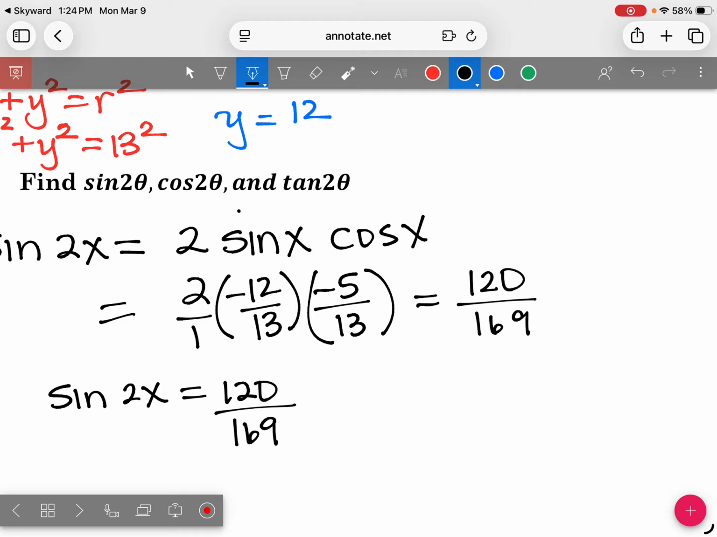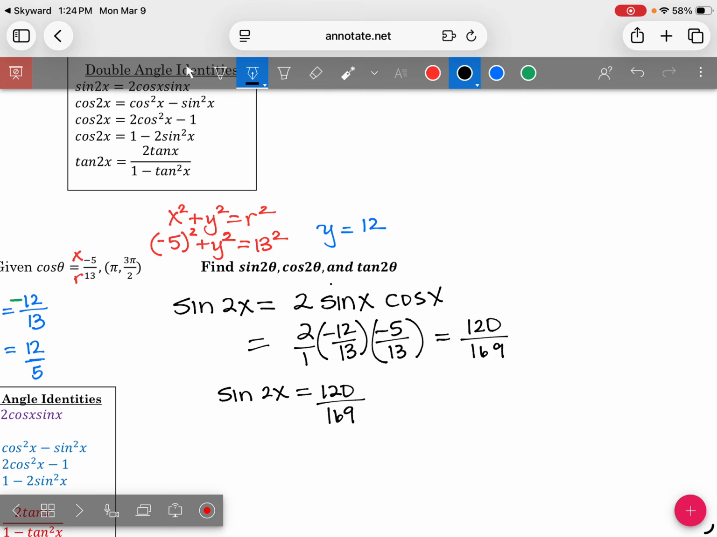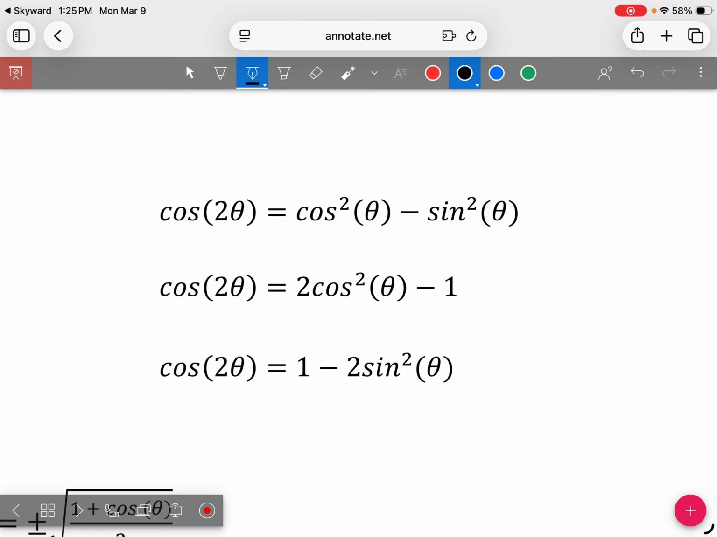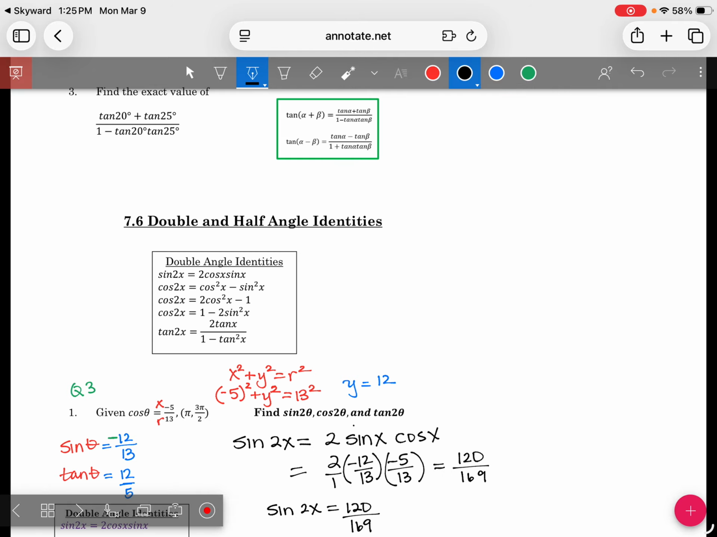All right, we'll do our cosine double angle, and then we'll pick up at tangent double angle tomorrow. For cosine double angle, though, we have 3 options. We can use either one of these. We can do A, B, or C. We get the same answer. It doesn't matter. I think I'm going to use A. Only because I use A 5th period.